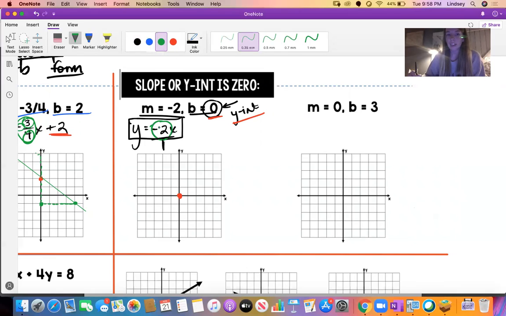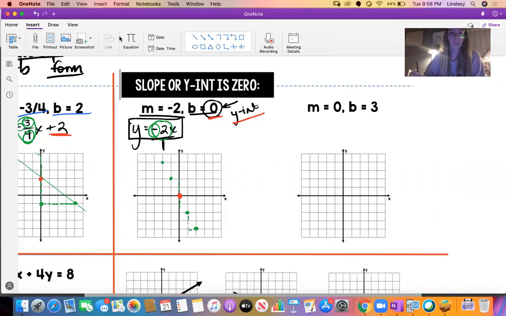Okay, so that negative tells us we're going to go down 2, and then that 1 tells us we're going to go to the right 1. Okay, down 2 over 1. Okay, and if I went down 2 again, I'd run out of graph. So just like I said earlier, we could go up 2 over 1, up 2 over 1. All right, and then we have our line. And just connect all the little points.